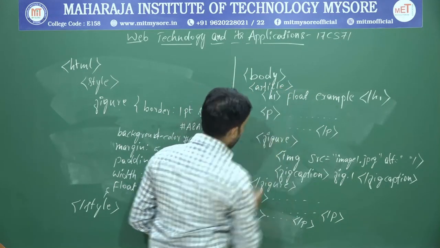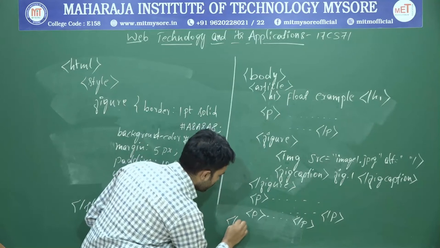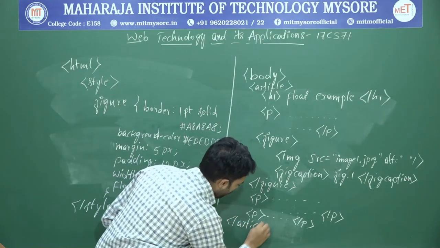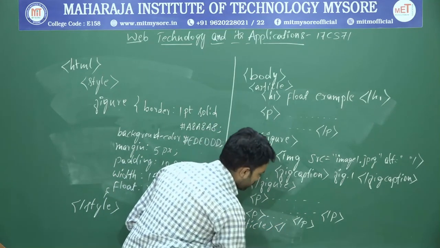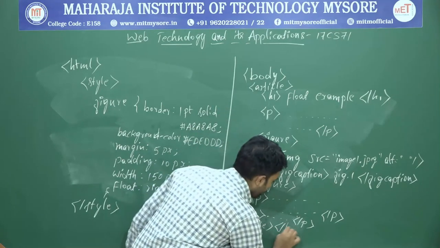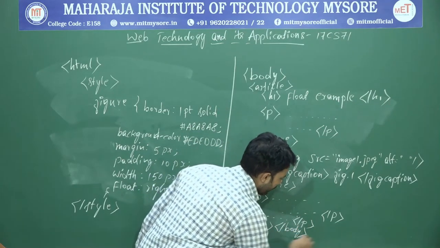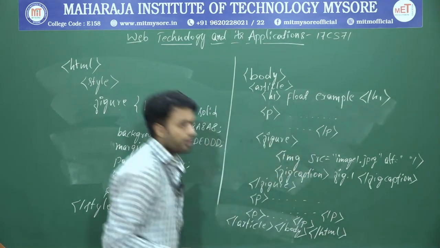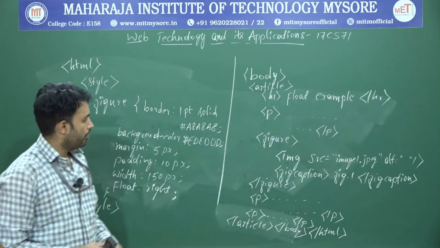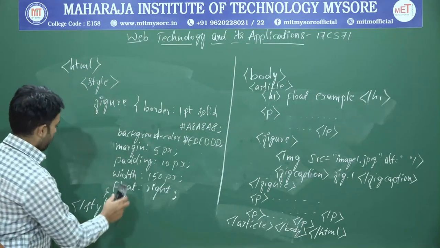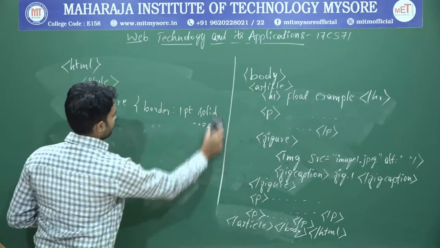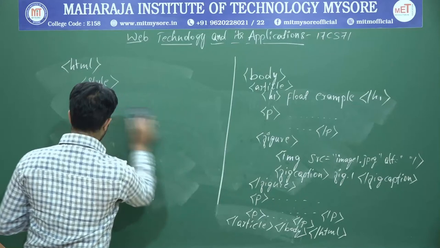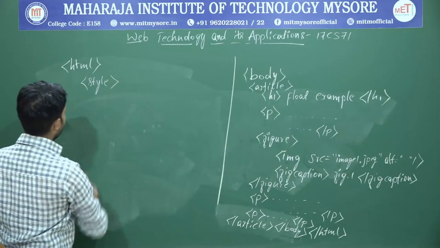Now I have to close this article. And again I will close the body tag, followed by HTML. So HTML I have to close. Now I'll make changes for this style.